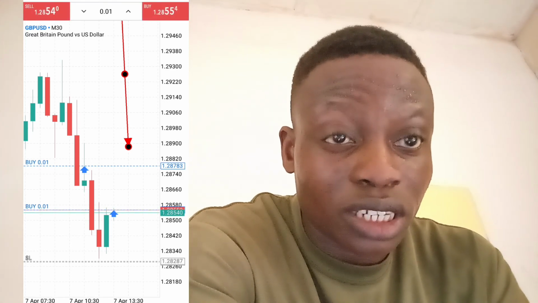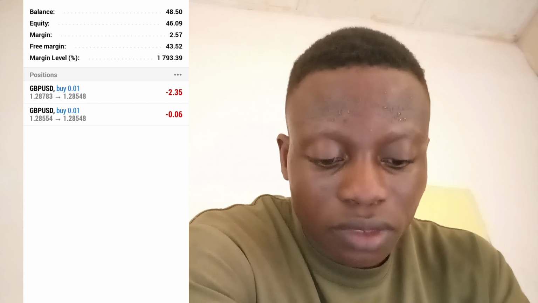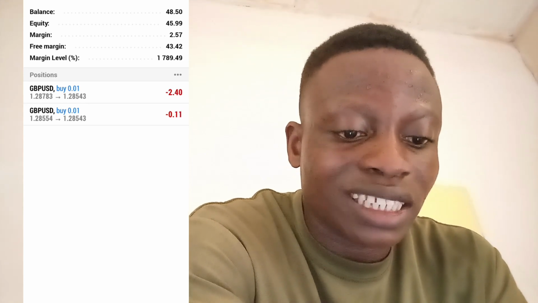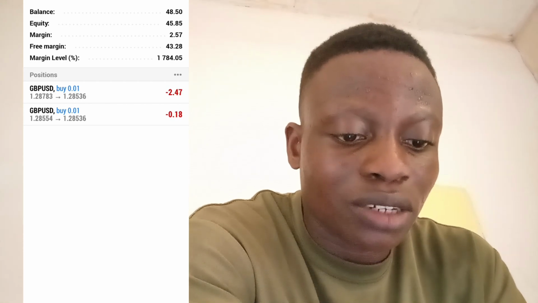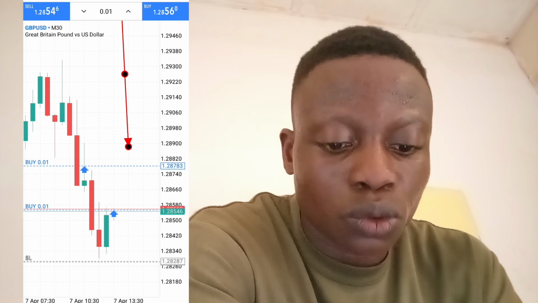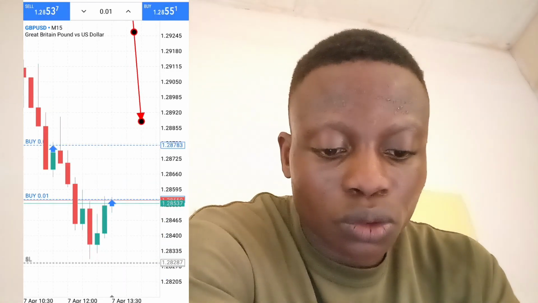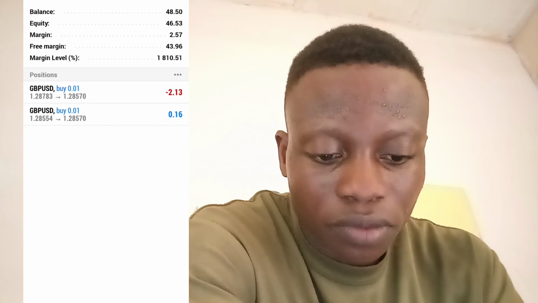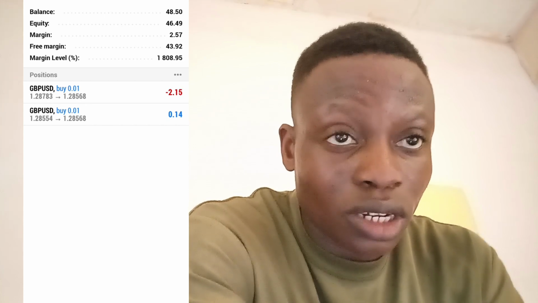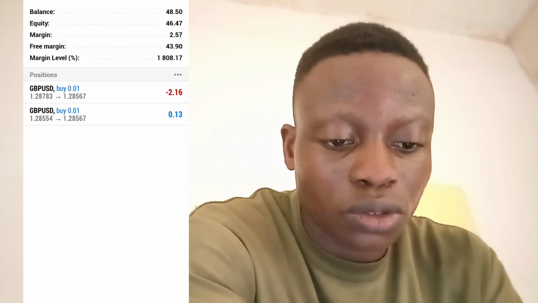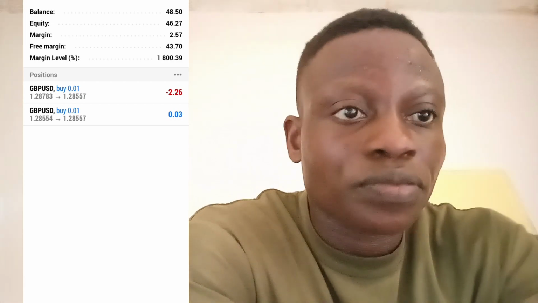So we are in the market with 2 position sizes now. The first one is running minus 2.3, while the second one is minus 0.2, minus 0.1. So let's see how it will go. The last one now is up about 0.1. Let's see how it will go.